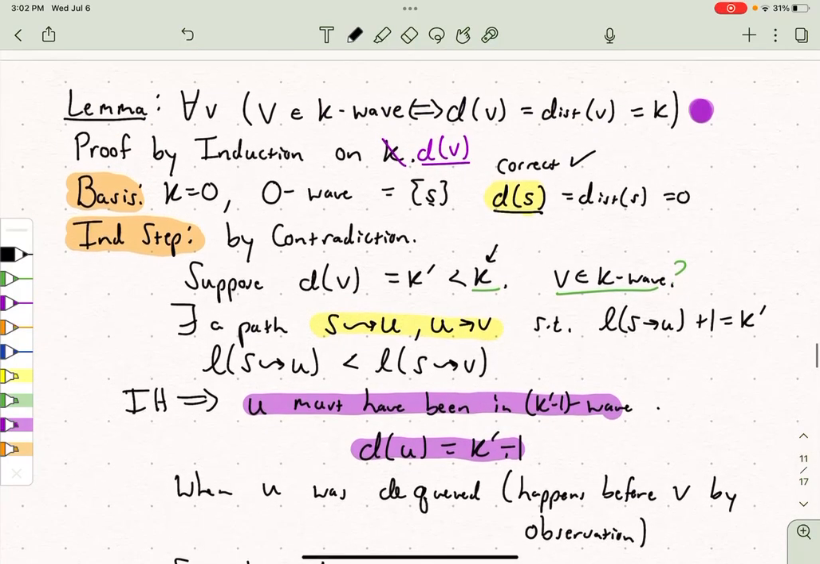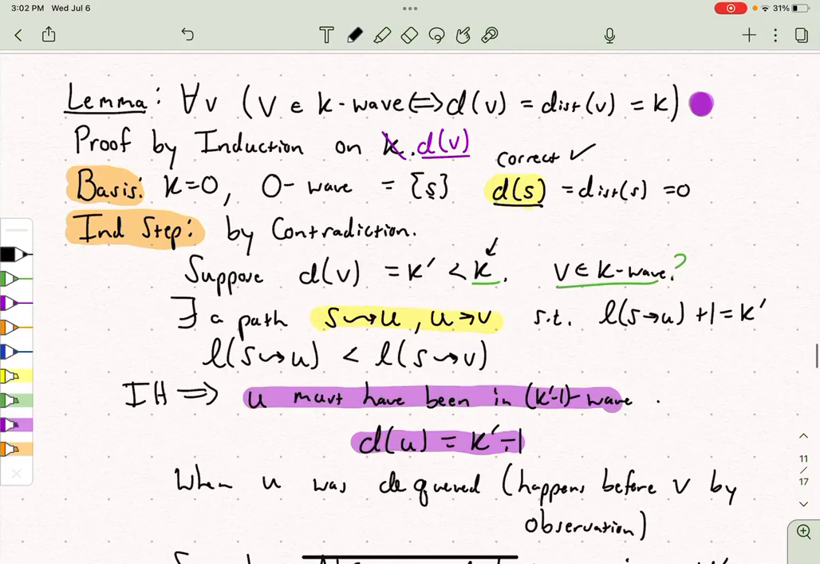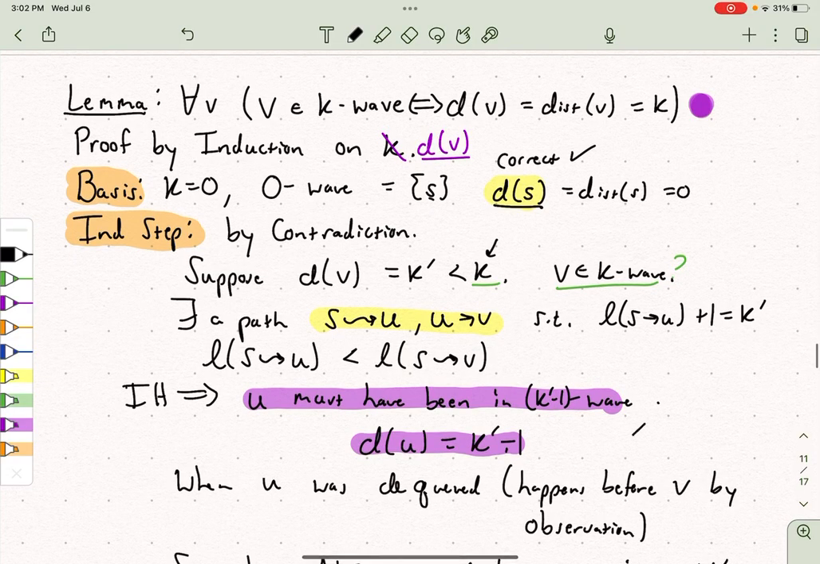But it's important that this is an if and only if, because we need to use the other direction. We already know the distance of u and need to know it's in the k wave to figure out what the algorithm's doing. Whereas before, without the other direction, we've only been able to conclude that if it was in the k wave, then that's true, but that's not helping us.